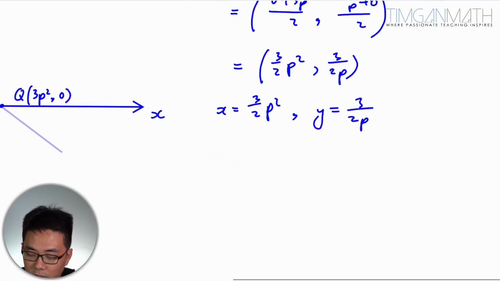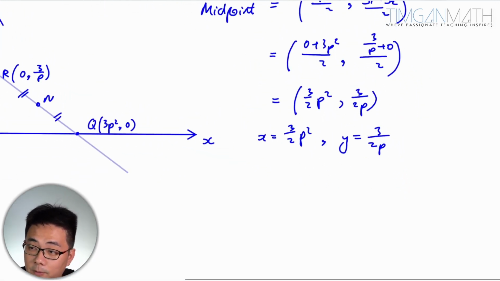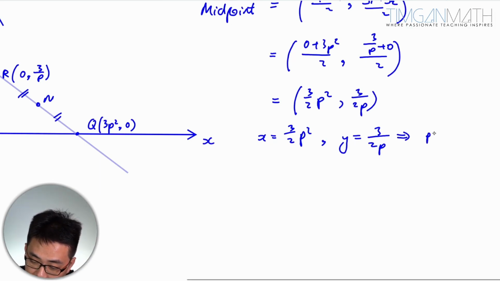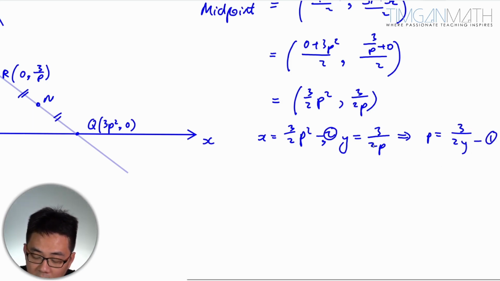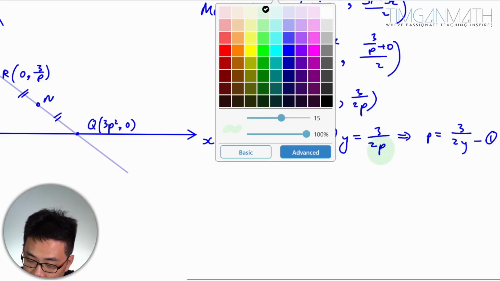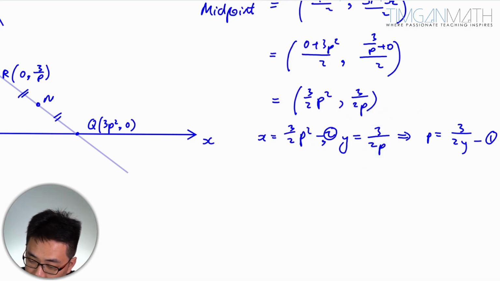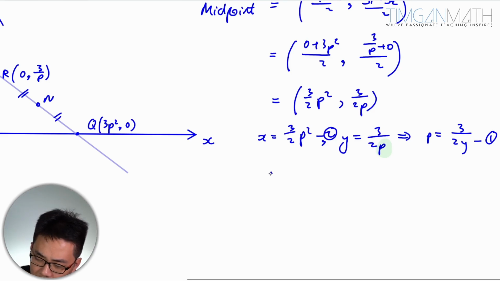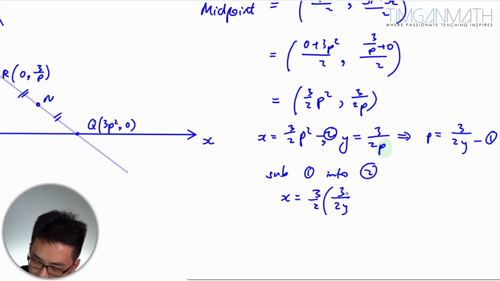If you want to change this to Cartesian, we need to get rid of the p. So from here, make p the subject, so it's 3 over 2y. This is something we have done quite often in our classes, right? You just make p disappear. One of the easiest ways is to make p the subject, as this p here is a lone ranger. So you just let p be this expression and substitute it in, and x will equal 3 over 2 times (3 over 2y) squared.